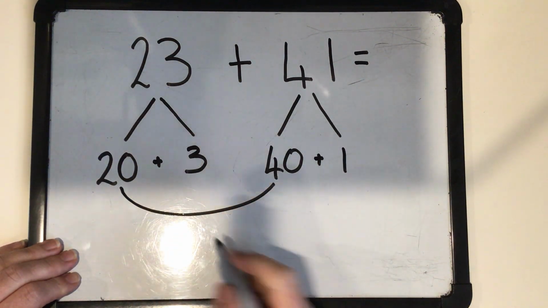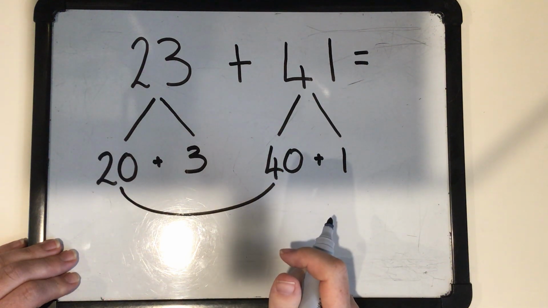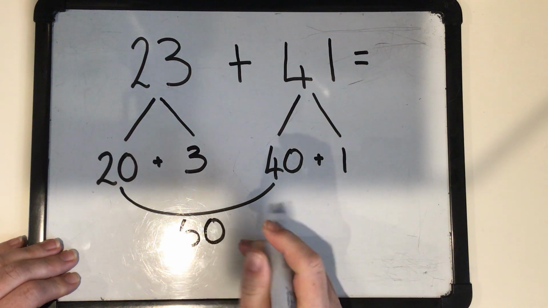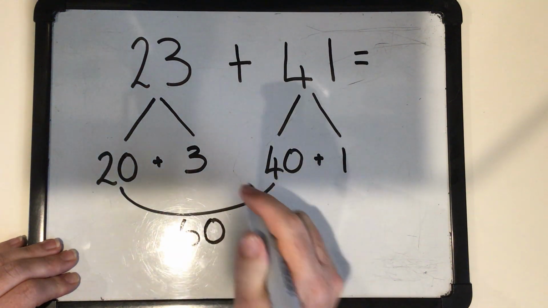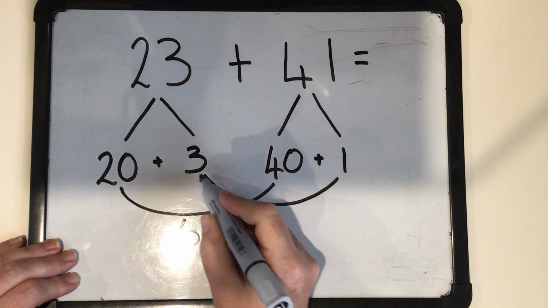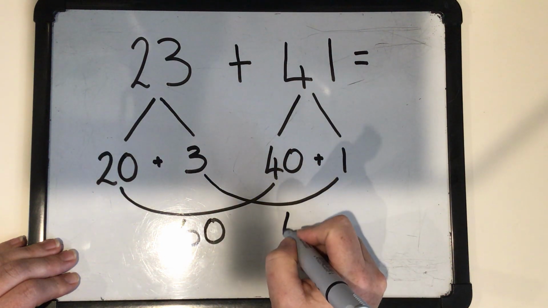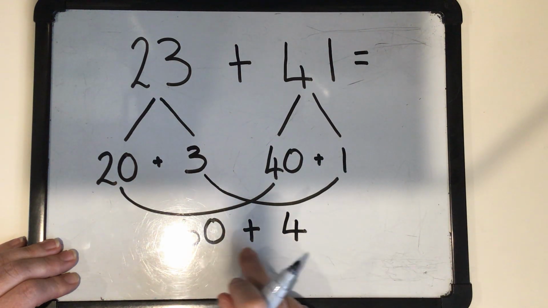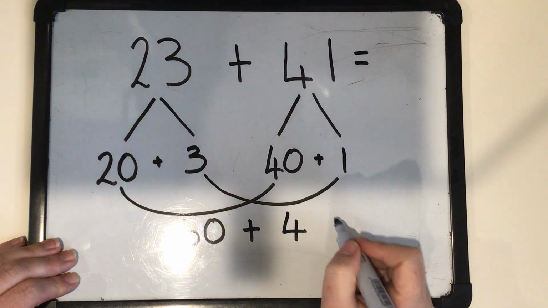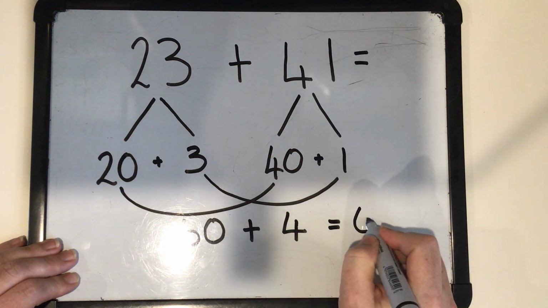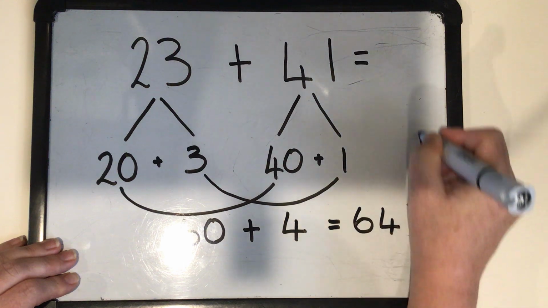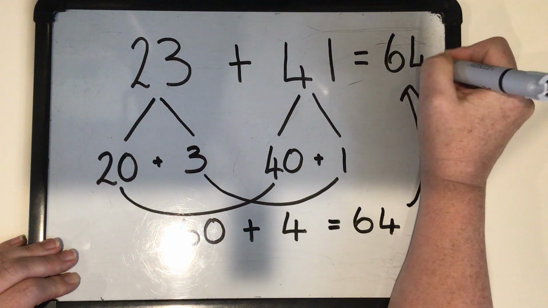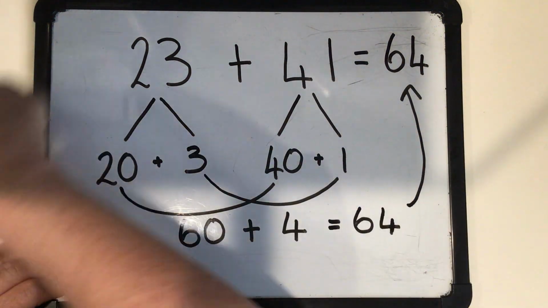And if I connect those, what is 20 plus 40? We know that that is 60. Now the ones, 3 and 1, let's connect those. 3 plus 1 equals 4. 60 plus 4, what does that equal? It equals 64. So that is our answer. 64. Let's do another one.